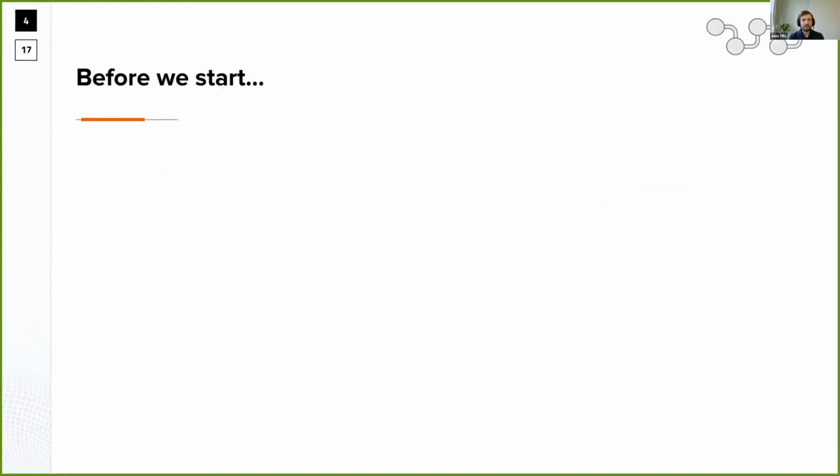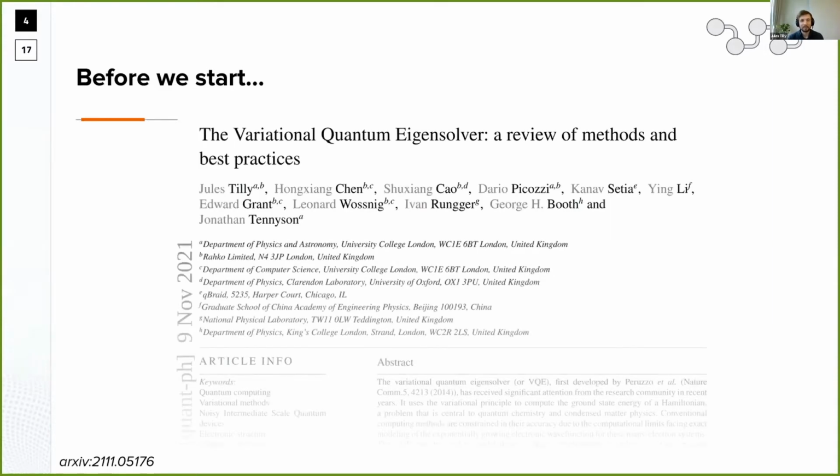Before we get started, some shameless work placement. The reason why we talk about the Variational Quantum Eigensolver today is because yesterday we published a relatively thorough review about the method. So it's about 145 pages. I don't advise to read it all at once, but the first 15 to 20 pages should be sort of introductory background. So I think it will be of interest to many people.